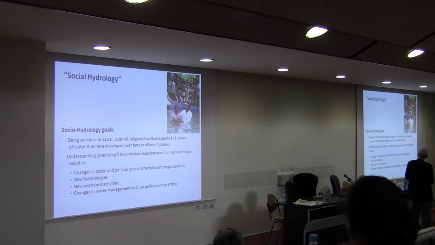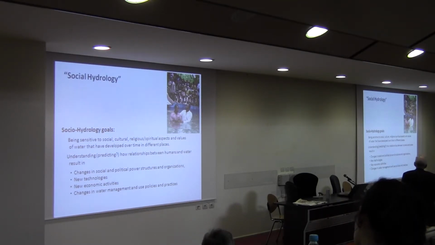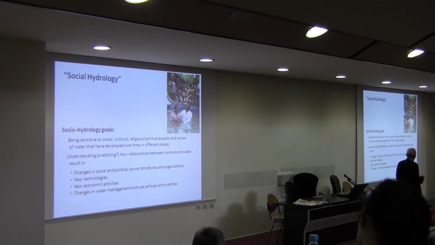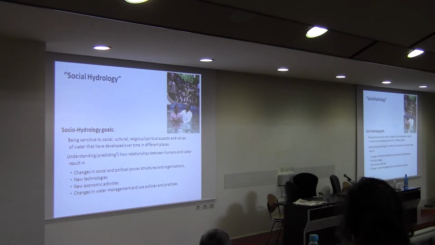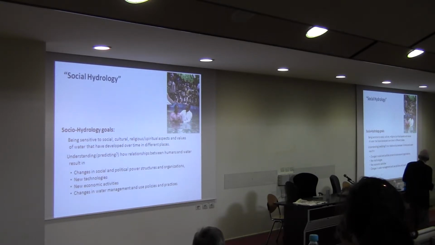And the goal of social hydrology is being sensitive to this. We're developing tools that help people decide and inform them about what they might do and what the impacts might be. We should be aware that water has a lot of dimensions besides just physical or just economic. In other words, if we can better understand the relationships between humans and water, the hope is that we could better understand the changes in social and political power structures and organizations. We can understand how new technologies and new economic activities get developed, and so on.